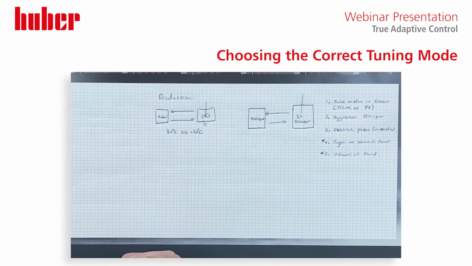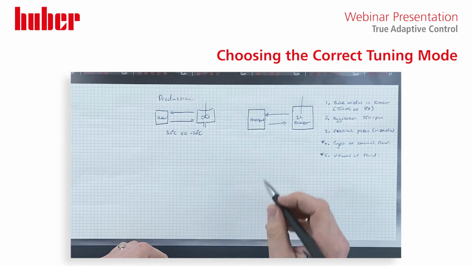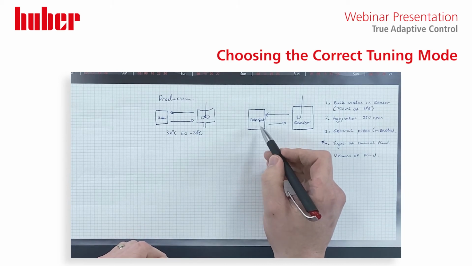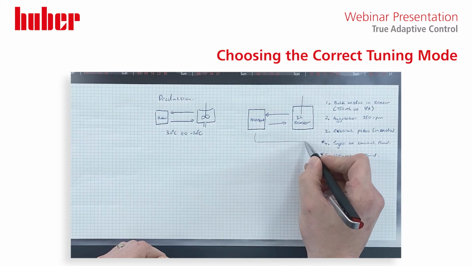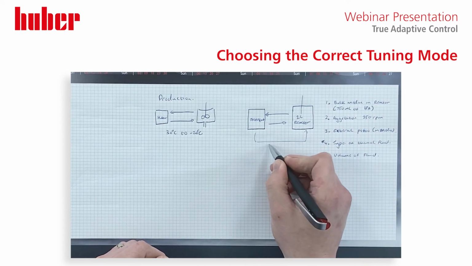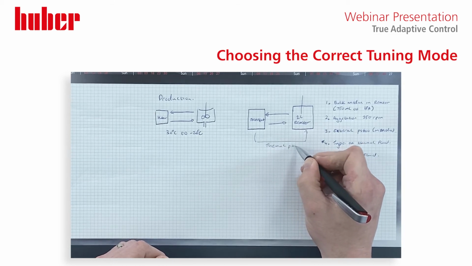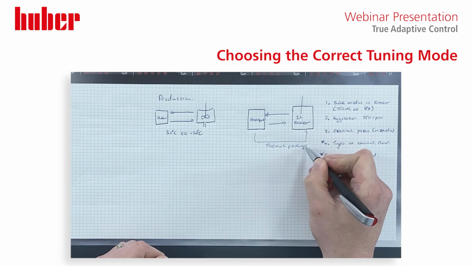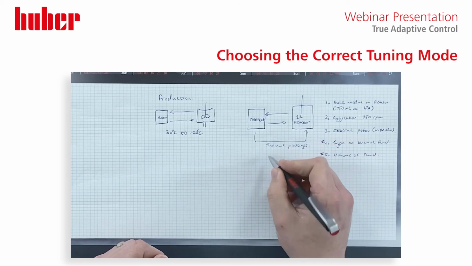So, how does Huber TAC work? It's quite simple. The Huber unit sends out packets of information, or thermal information as I'll call it. So it sends out thermal packages. It gives it a blast of heat or a blast of cooling, and it looks at the feedback times.